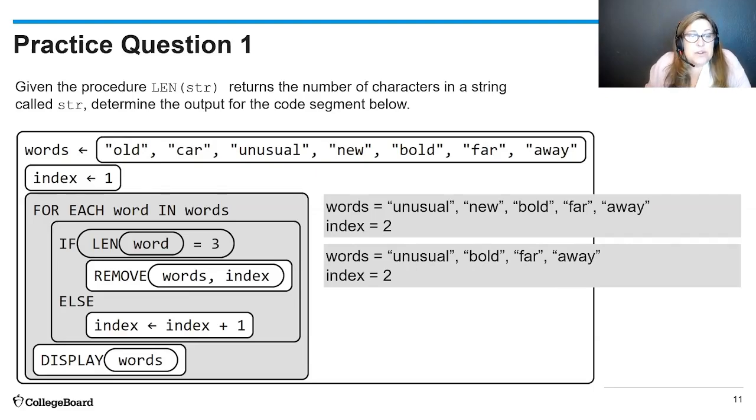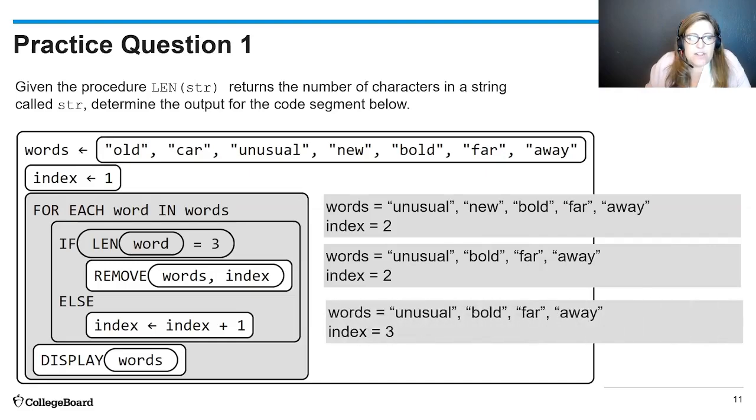Now what I'm going to do is check my next word. My next word is bold. That does not have a length of 3. So my index is going to become 3. My next word is far.